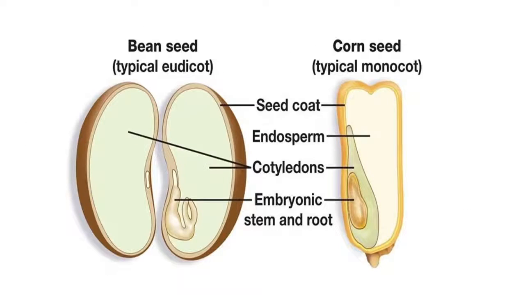We have seen the diagram. The embryonic root is there. The embryonic shoot is there. Dicot embryo and monocot embryo.